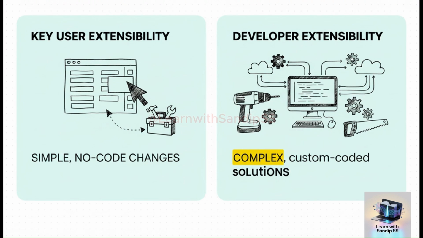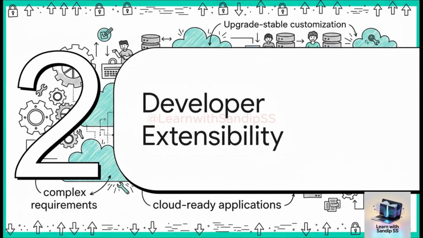Okay, so SAP gives you two main ways to go about this. On one hand, you've got what's called key user extensibility. Think of this as the easy stuff, the no-code changes. You want to add a new field to a screen, tweak the layout a bit? Perfect. But what if you need to build something from the ground up? Something with complex logic that's totally unique to how you do business? Well, for that, you're going to need the heavy machinery. You need developer extensibility.